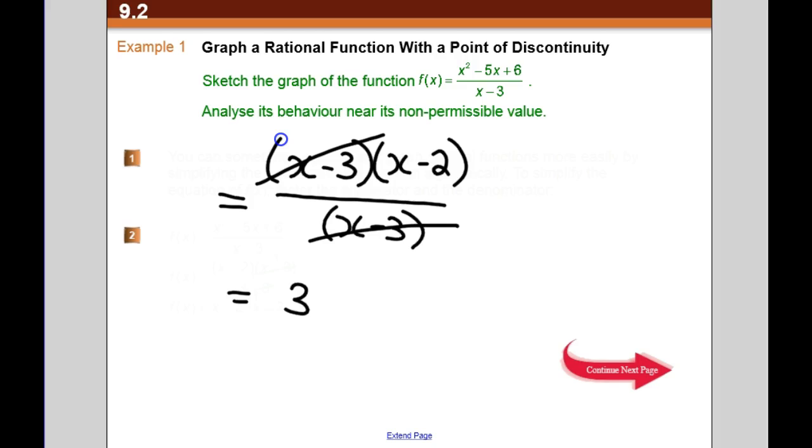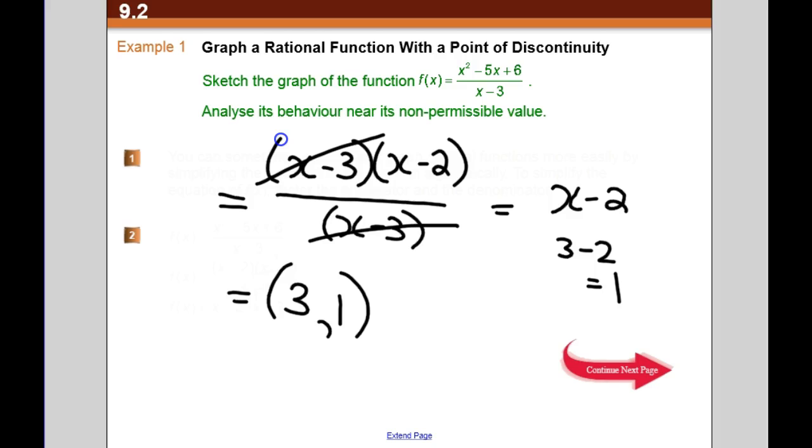And what we do is we take this value and we plug it into whatever we're left with. So the only thing we're really left with is x minus 2. So if we took 3 and we put it into this equation, we'd have 3 minus 2 is 1. So we'll have a point of discontinuity at 3, 1. Okay, and I'll show you what that looks like.